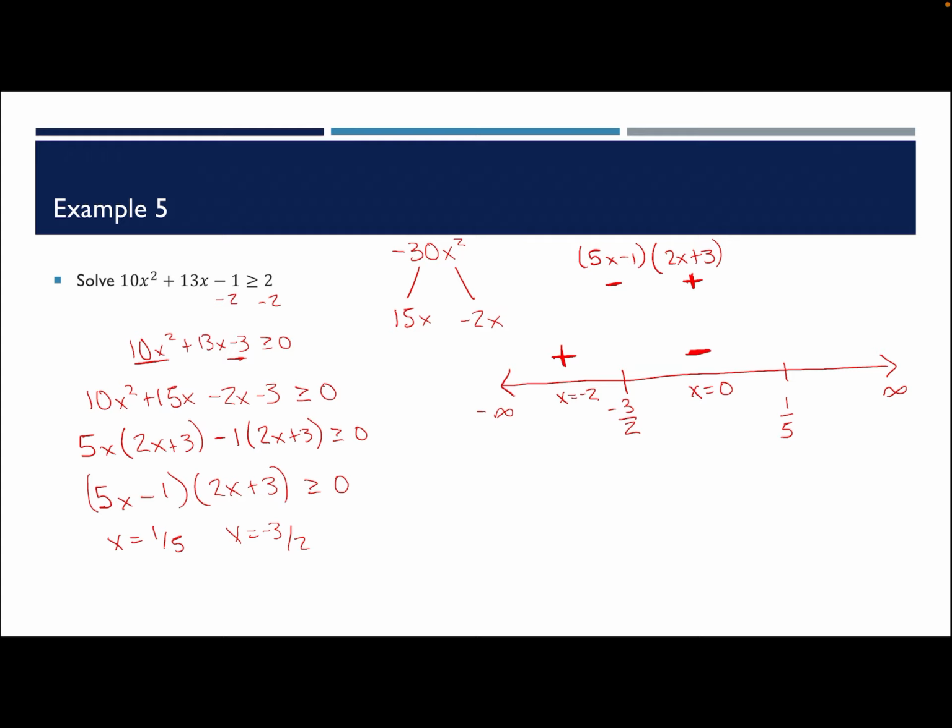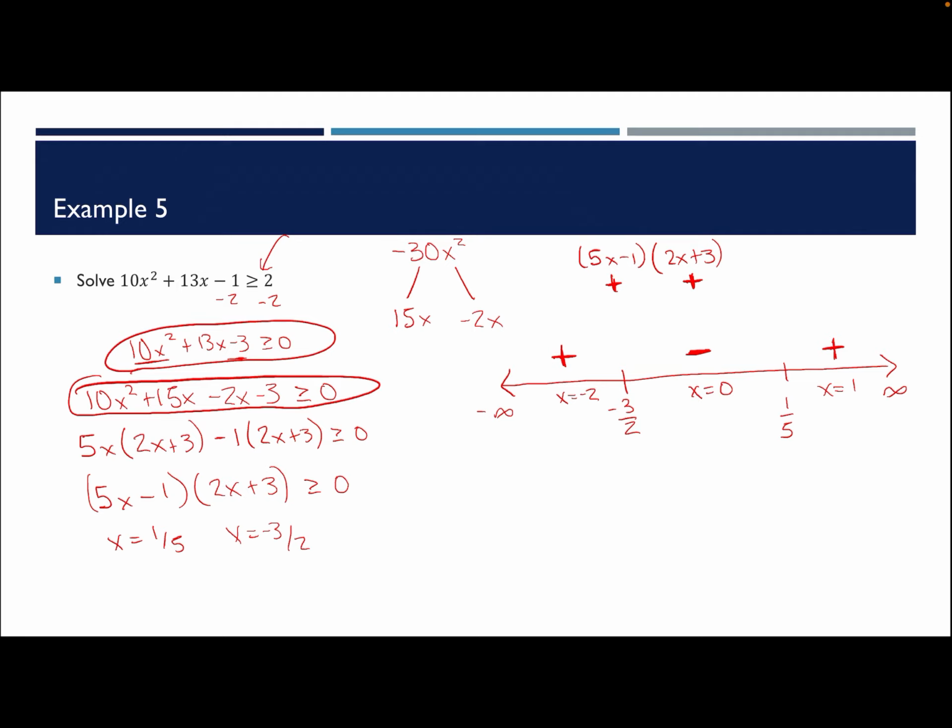And then between 1/5 and infinity, I would choose x equals 1. If I choose x to be 1, 5 times 1 minus 1 is positive, and 2 times 1 plus 3 is also positive. The result of multiplying two positives is a positive. So we want where this inequality is greater than or equal to 0. Don't use the other sign because it could turn out that you have to divide by a negative or something. Use the one where you have 0.